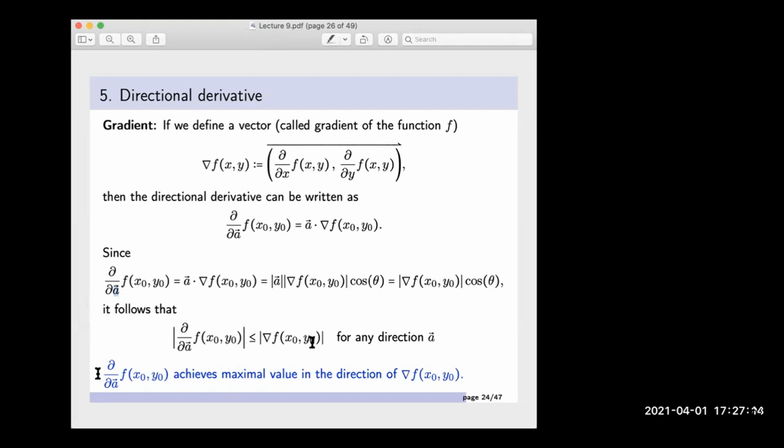So the directional derivative achieves its maximal value when A is in the direction of the gradient vector. If A is not in the direction of this vector, then theta would not be 0, and cosine theta would be smaller than 1. You get a smaller rate of change, right? So the biggest rate of change is achieved in the direction of the gradient vector.